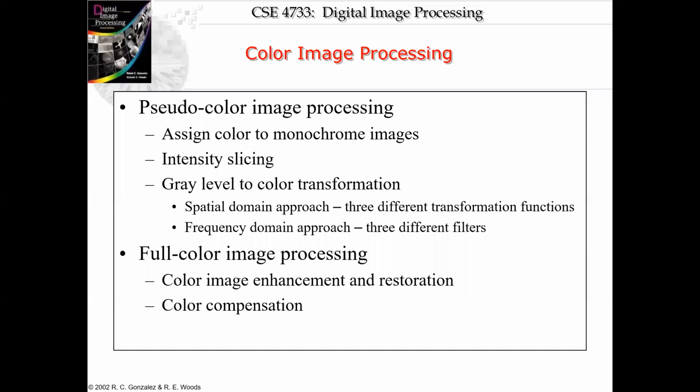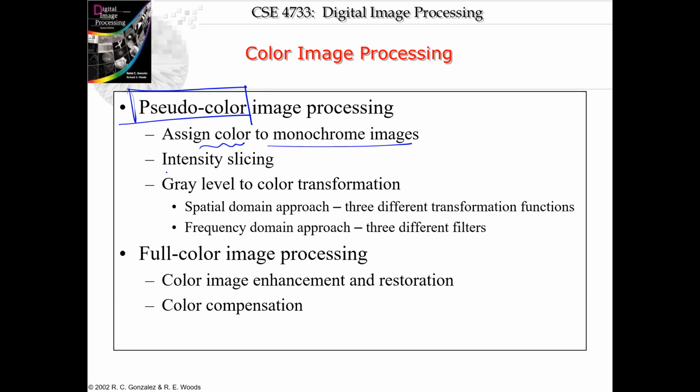So we start with color image processing. Whatever image processing we have done with grayscale images, we will perform the same kind of processing, okay? As I said in chapter 1, there are two types of color image processing. One is called false color image processing. Pseudo color image processing means false color image processing. That means you're going to assign some false color to grayscale images, okay?